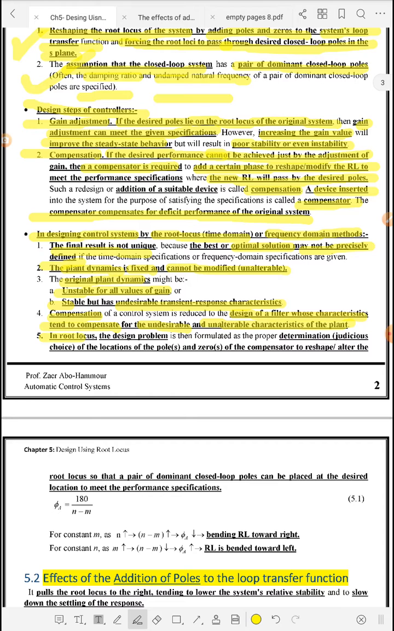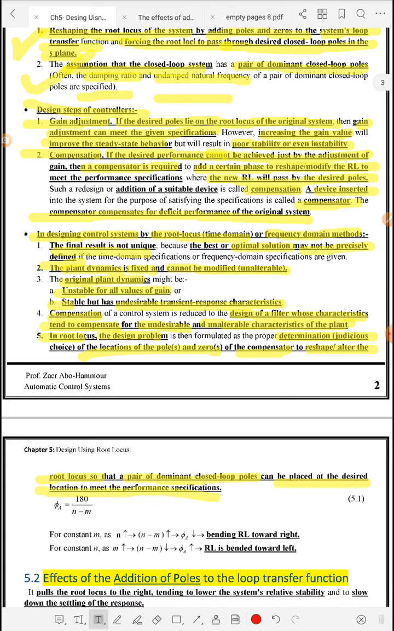And in root locus, the design problem will be the determination of the location of the poles and zeros of the compensator. We should add a pole and zero, and we should specify their location. It's not random, it's based on the design procedure, and those specific locations of the poles and zeros will reshape the old root locus, such that a pair of dominant closed loop poles can be placed on the new root locus.